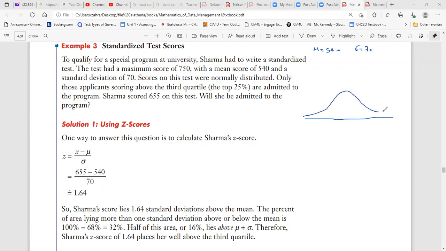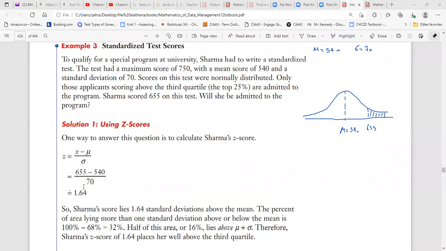So this is the shape of this. In the middle, you have mu equal to 540. The score that you get is 655, which is going to be above it, like that. You want to see what the percentage here is, to see if you are in the top 25% or not. Again, you just convert this to the z score. Z is x minus mu divided by sigma. X is 655 minus mu, 540, divided by 70, and then it's 1.64.